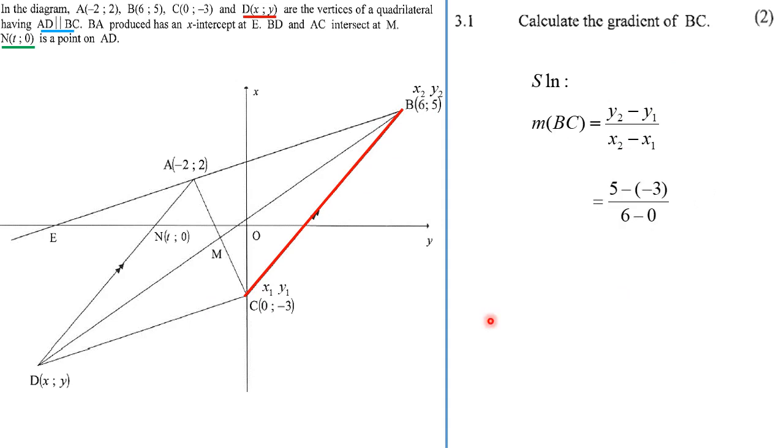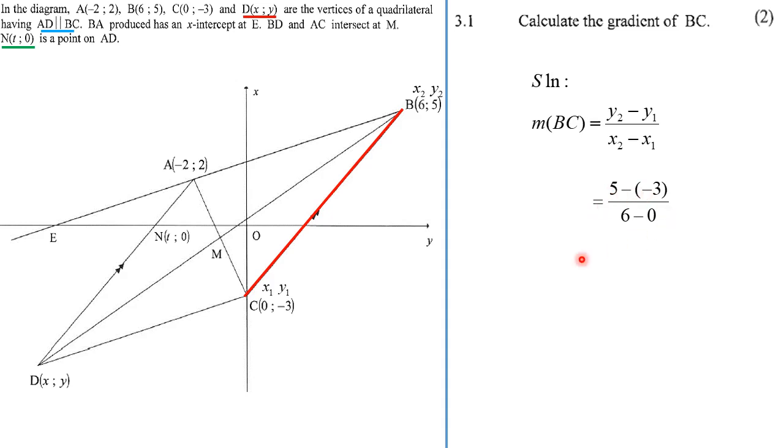You substitute the values. y2 is 5 minus, remember this minus is the minus from the formula, and then every time put the next value, put the y1 in brackets, whether it is positive or negative, so that you always remember. Because if you don't put brackets here, then your solution is going to be wrong. So you have 5 minus minus 3, divided by 6 minus 0.